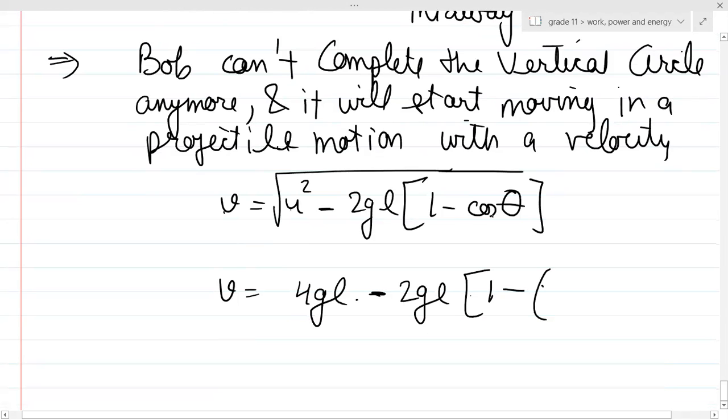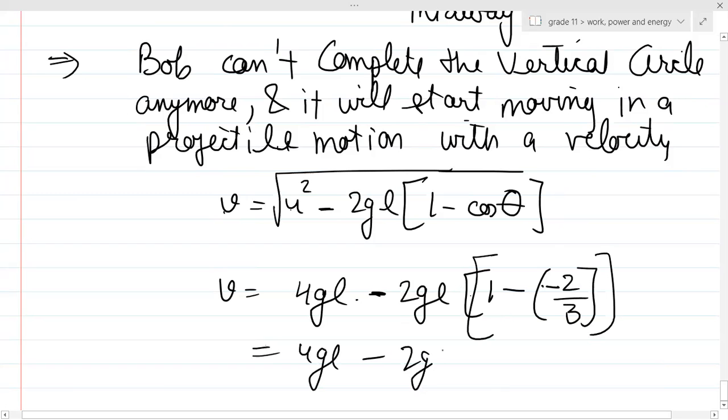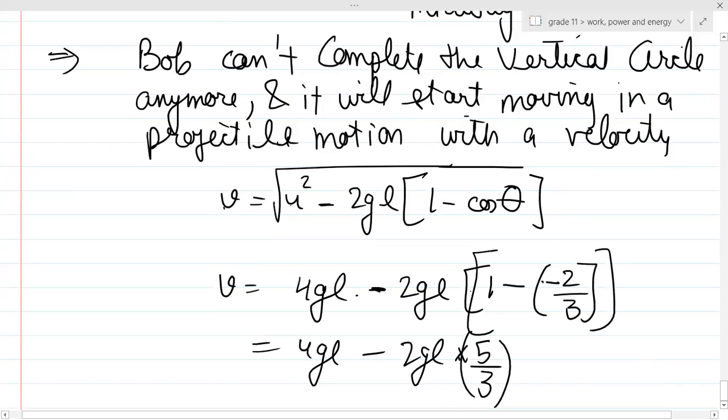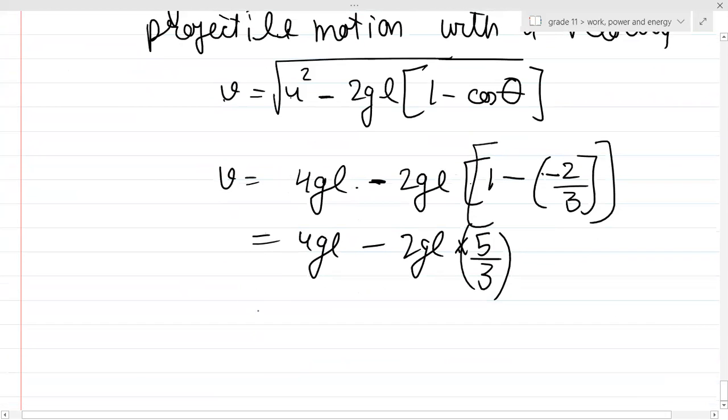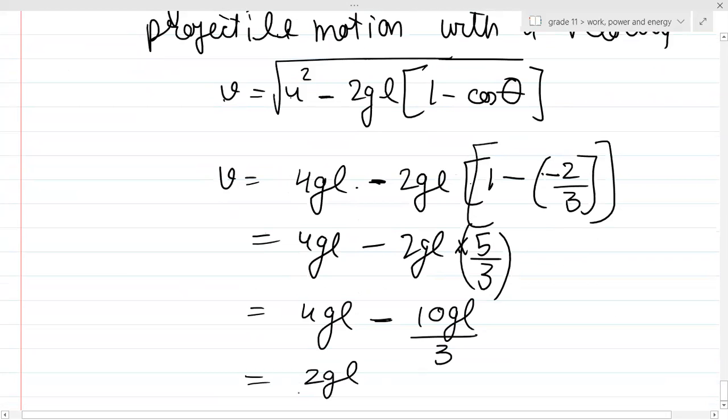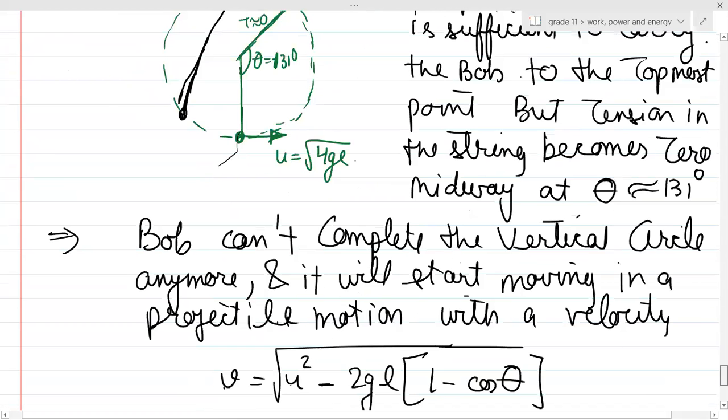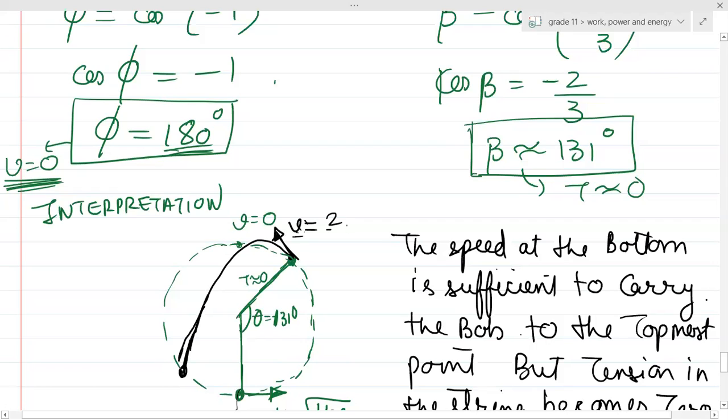And what is the value of cos theta? Theta is 131 degrees, so cos theta will be minus 2 by 3. So can you solve it? 4gl minus 2gl, 1 minus minus 2 by 3 is plus 5 by 3, right? So this is 4gl minus 10gl by 3, so ultimately the answer is 2gl by 3. So the speed with which it moves, this velocity will be under root of 2gl by 3.